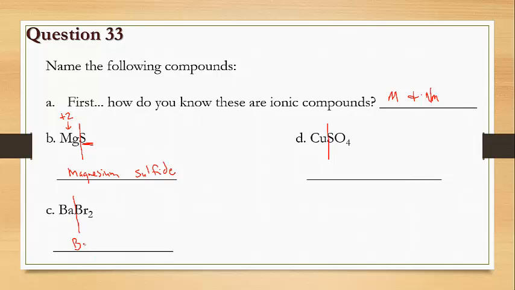Okay, next one, name of the first element, barium. Followed by, is it a single element? Yes. So we put the root of that single element, followed by -ide. Take a look to make sure that barium doesn't have multiple oxidation numbers, and it doesn't. It's always just a +2.